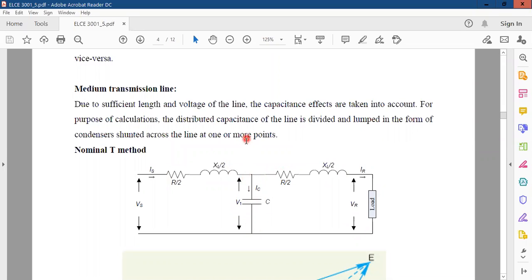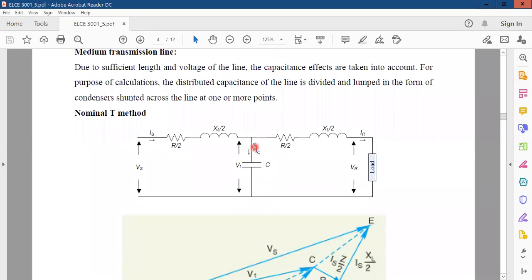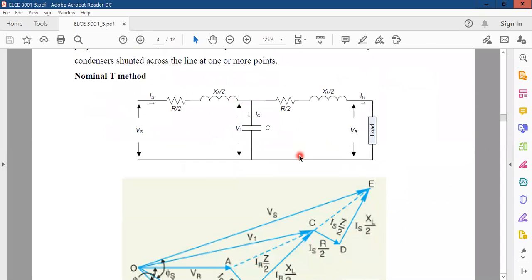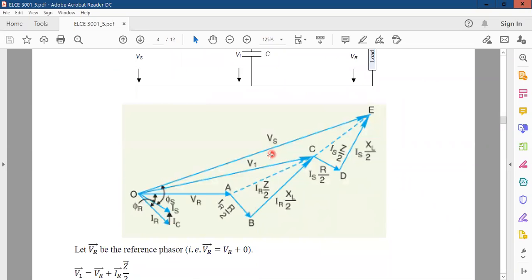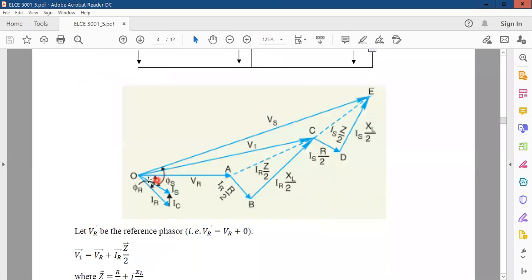You always have to know how to design. Okay. Now this is IS, this is IC, and this is IR. Okay, V1 is here and VR here. You have to study the phasor diagram as well. Now, from this phasor diagram, always if we take VR as a reference phasor, VR as a phasor equals VR as a magnitude plus 0.